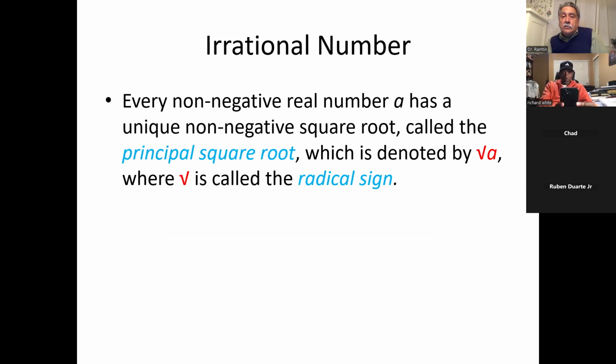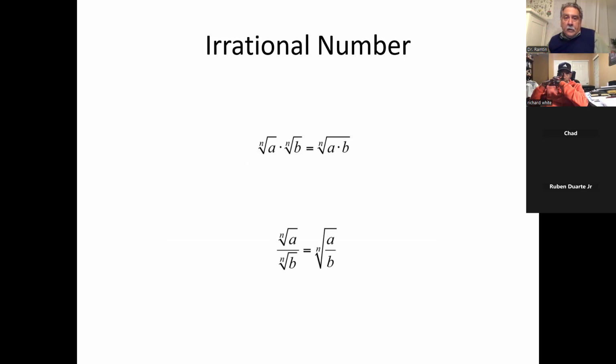Now we go to the issue of the square root. It has a non-negative square root called the principal square root, which we denote by that sign, and that little sign is called the radical sign. All right. So these are the rules of the radical sign.